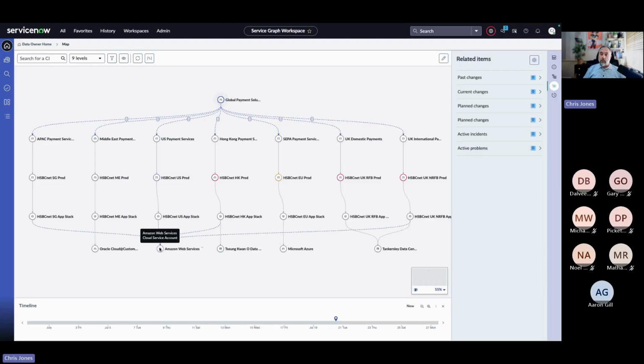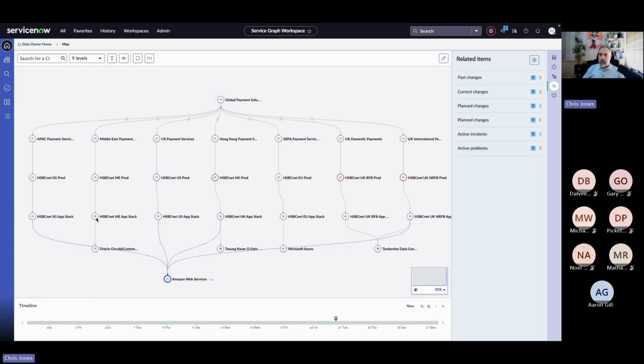But this becomes really important for blast radius because, for example, if this AWS service were to go down, we can immediately see what the blast radius is, and it doesn't affect, for whatever reason, this part of the global payment solution. So this becomes very effective for a business to be able to see, when certain systems go down, what is going to be the damage.